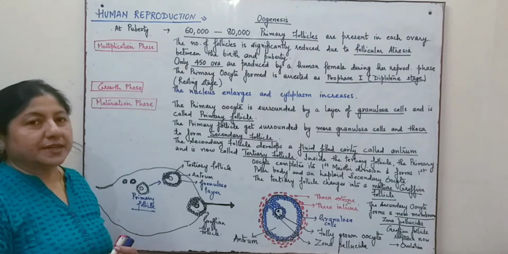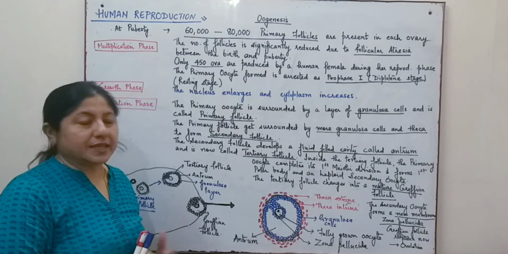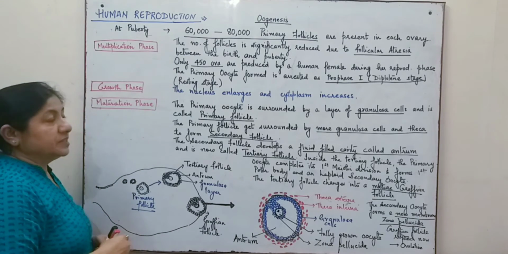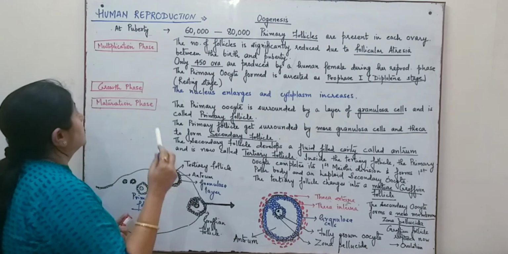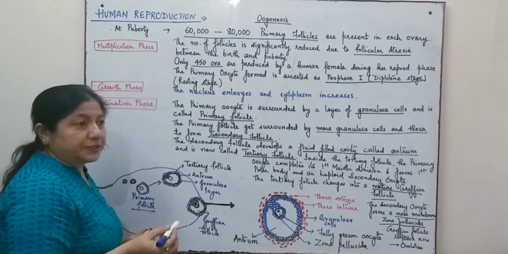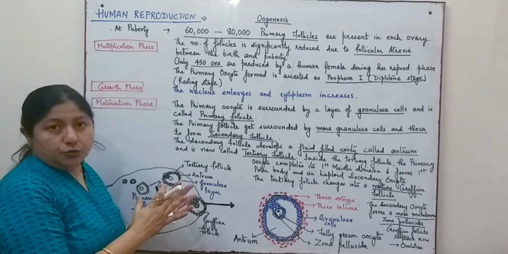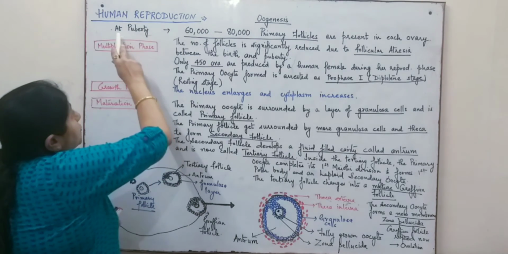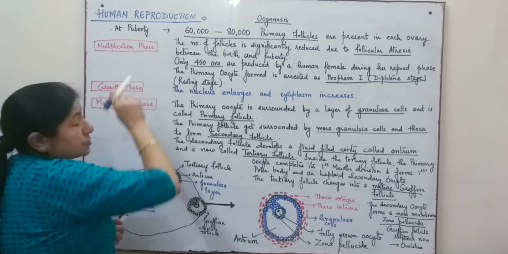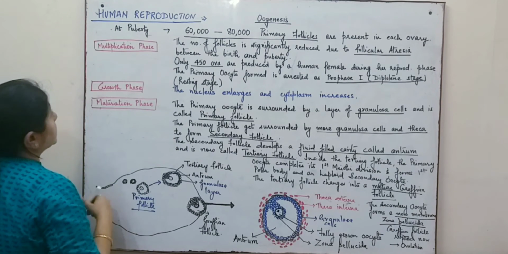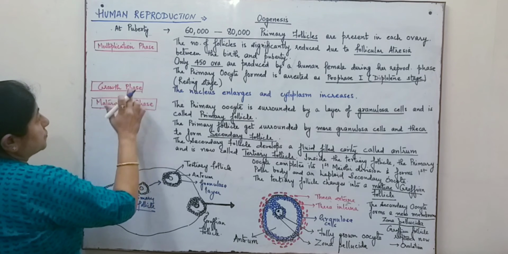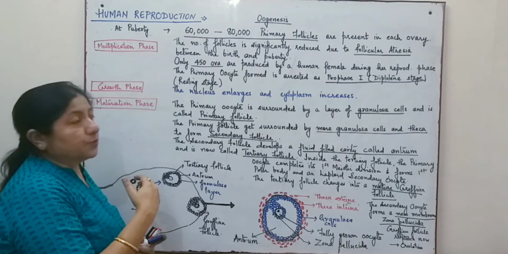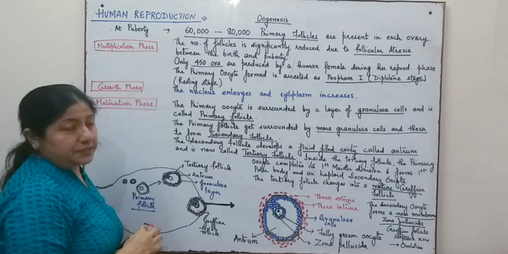Let us try and understand the process of oogenesis and the formation of mature ova further. Now, in the previous video, we have explained about the development of the oogonia into secondary oocyte. Now, what are the changes? We know that the entire process of oogenesis is divided into three phases: the multiplication phase, the growth phase, and the maturation phase. Let us study what are the various events during each of the phases.